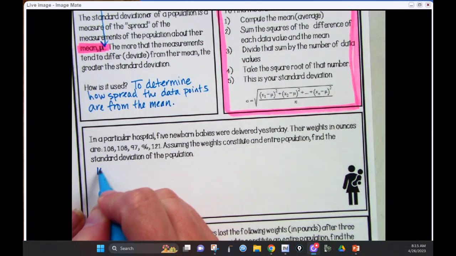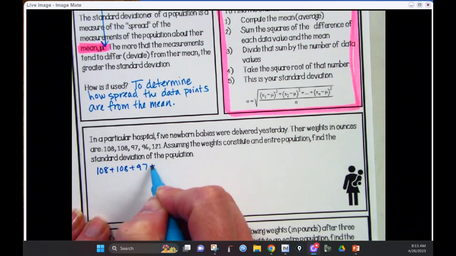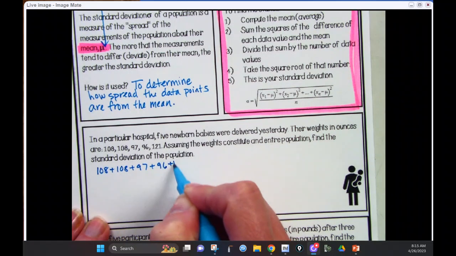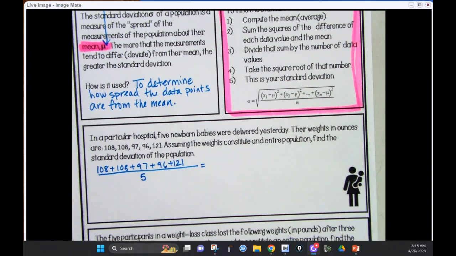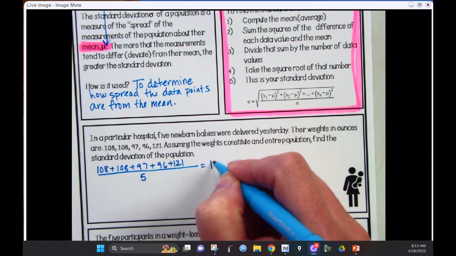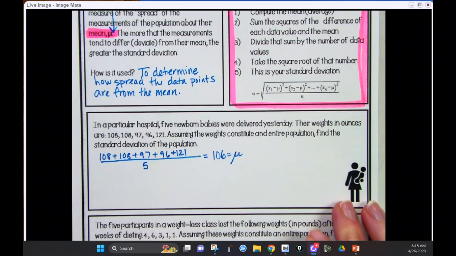So it says the first thing I need to do is compute the mean, right? So I need to add those all up. And what do I need to divide it by? Micah, you've already grabbed your calculator and you did that for us? And what you got? 106. 106 equals our mu. There is our mu.